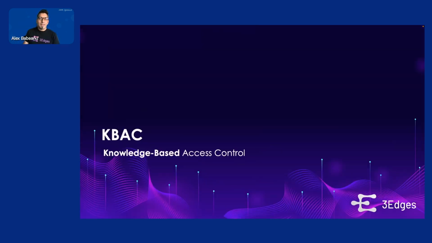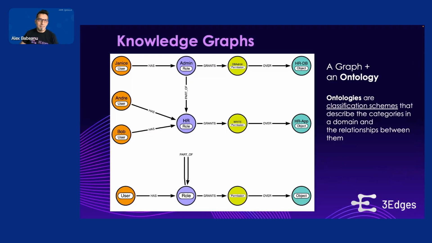So another way to use graphs for authorization is to use knowledge-based access control. Very fashionable these days. The idea here is to use a knowledge graph in order to derive your access control. So it's essentially ReBAC, true ReBAC, using a knowledge graph. What is a knowledge graph? Well, it's a graph with an ontology. An ontology is a classification scheme that describes the categories of a particular domain and the relationships between them.